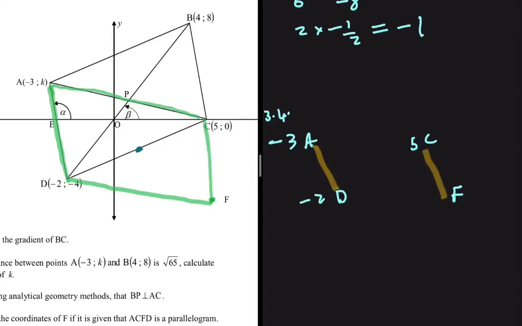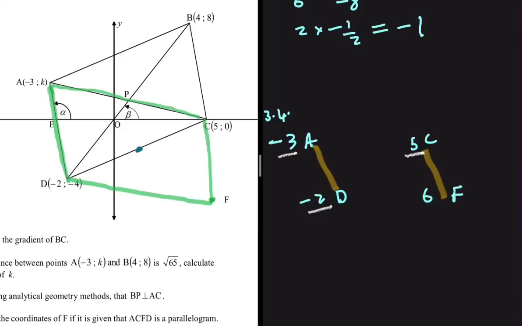So here we have -3 and -2. You can see that from A to D is +1. Here we have 5. So for the x value of F, we must have 5 + 1, which is 6. So we have covered the x value of F.